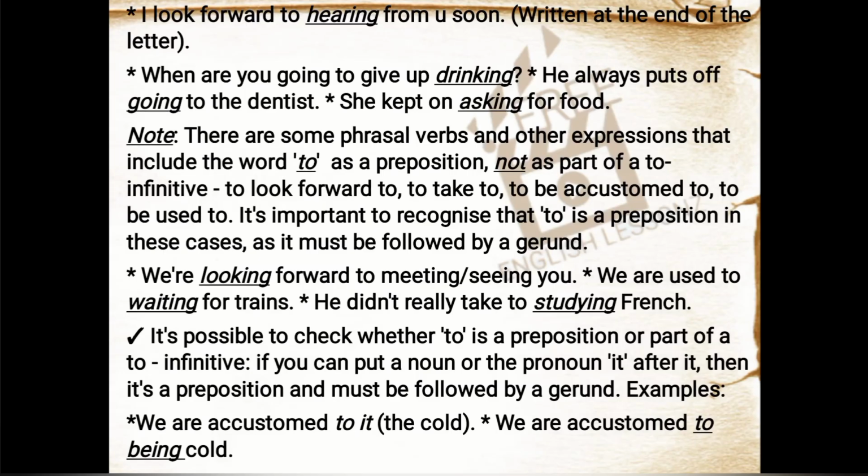It's possible to check whether to is a preposition or part of a to-infinitive. If you can put a noun or the pronoun it after it, then it's a preposition and must be followed by a gerund. Examples: we are accustomed to it, the cold. We are accustomed to being cold.